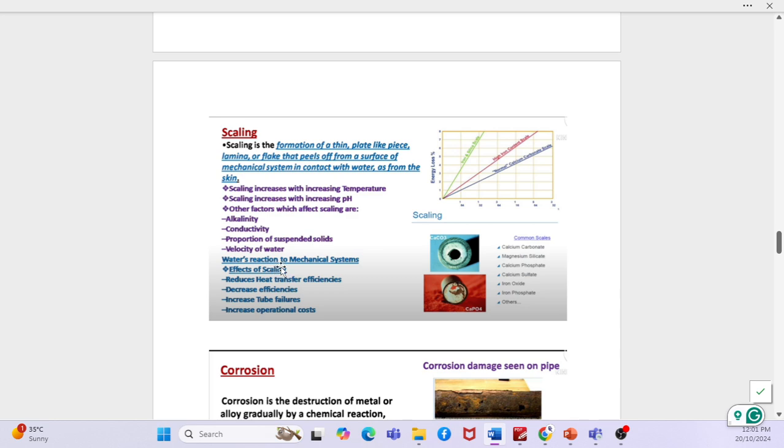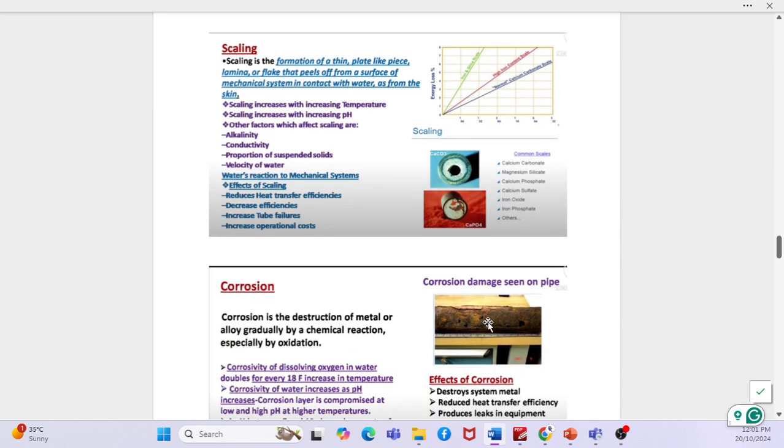So the effect of scaling on the mechanical system: it reduces heat transfer efficiency, decreases efficiency, and increases tube failures. Sometimes if you have a lot of scale, you can see pipe damage, increased tube failures, and increased operational cost.